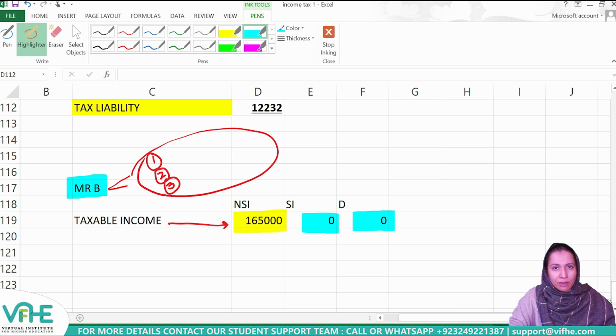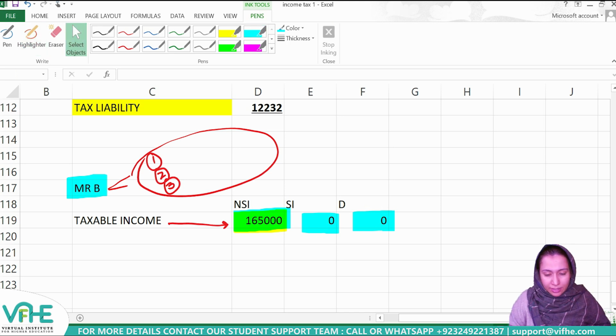He does not have any dividend income. He just has income related to the non-savings column. There I applied the first step, then deduction of qualifying interest, then the personal allowance deduction. And afterwards, we came to know what the taxable income is. The taxable income for this person is £165,000. Now, first of all, I need to decide what the taxpayer status is.